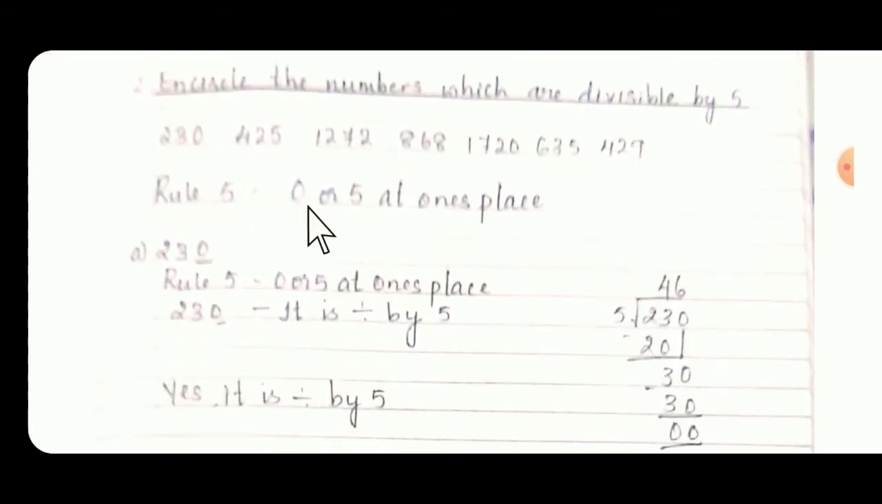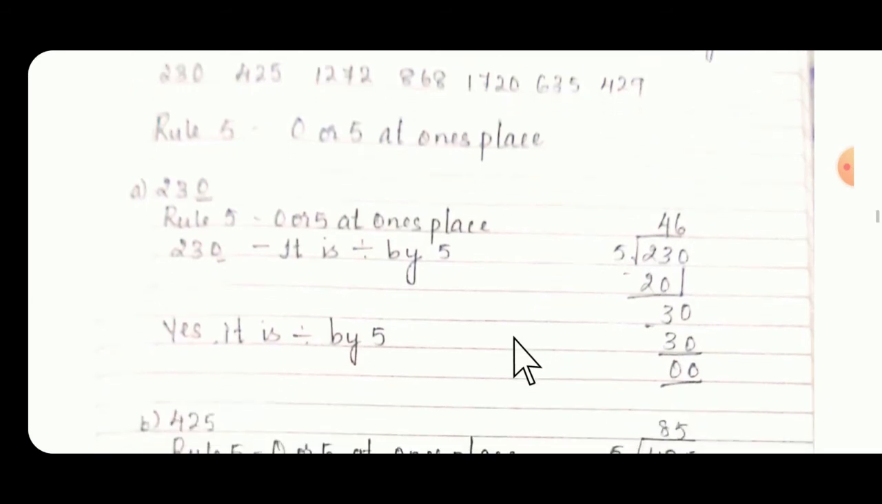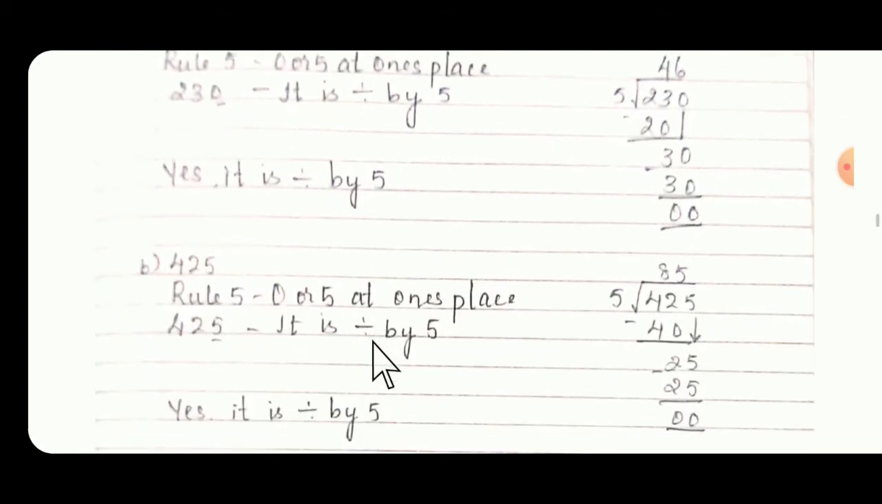Write down the rule: 0 and 5 at ones place. So take the number 230. Underline the ones, it is 0. So rule 5, 0 or 5 at ones place. That means yes, the whole number is divisible by 5. 230 is divisible by 5. See, the working note is also done. You get the remainder as 0. Yes, it is divisible by 5.